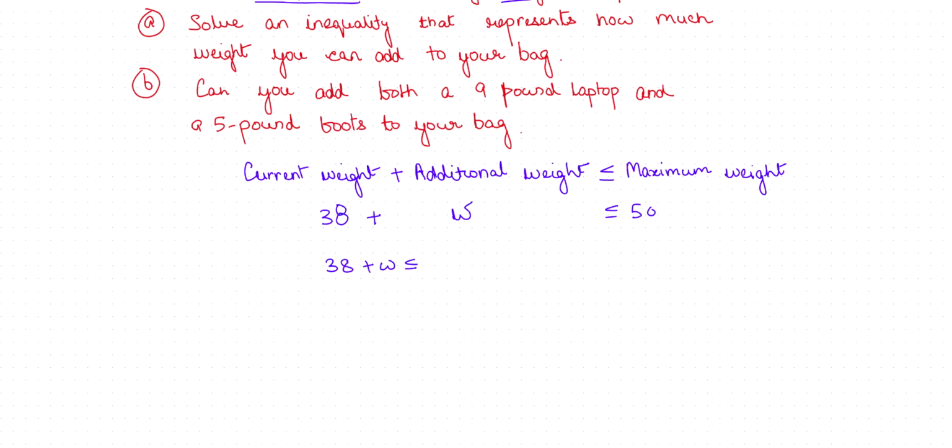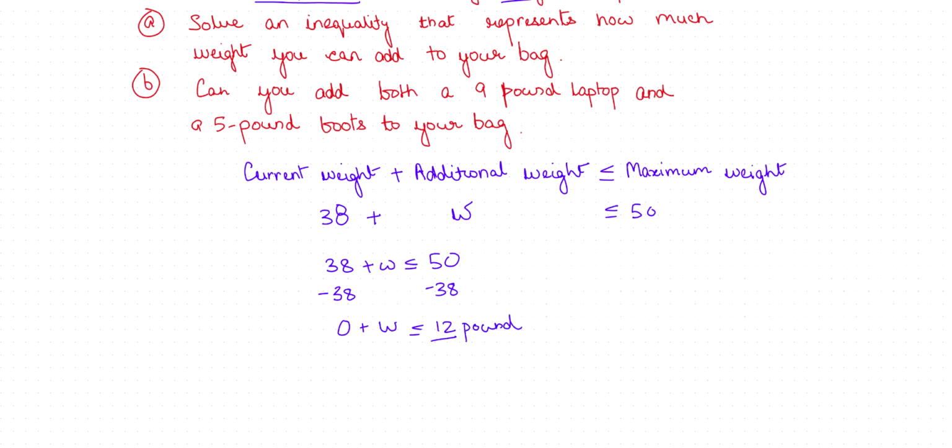Now, using the subtraction property of inequality, we will subtract 38 from both sides. So this gives us 0 plus W is less than or equal to 12. So we can add no more than 12 pounds. 12 pounds or less than 12 pounds is okay.